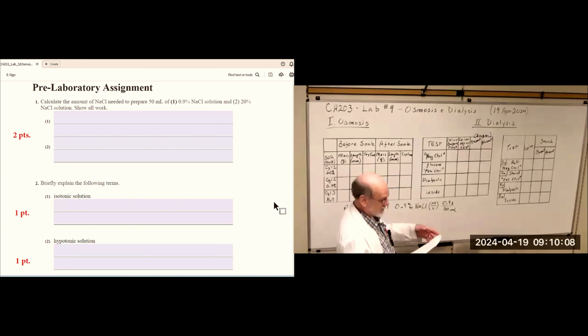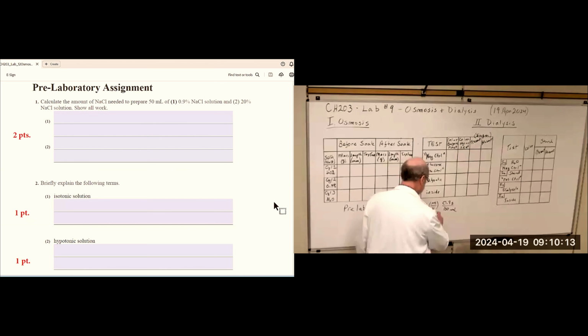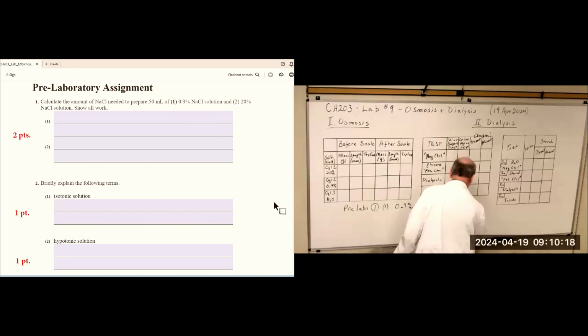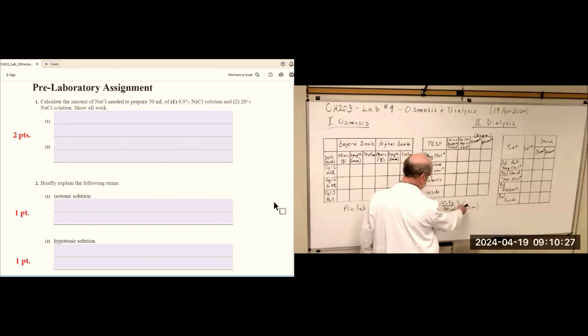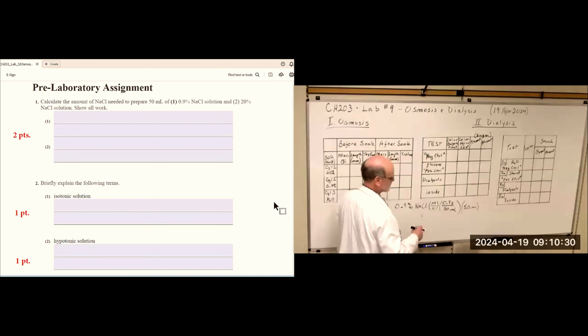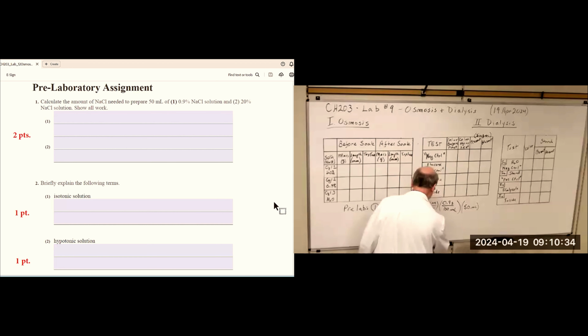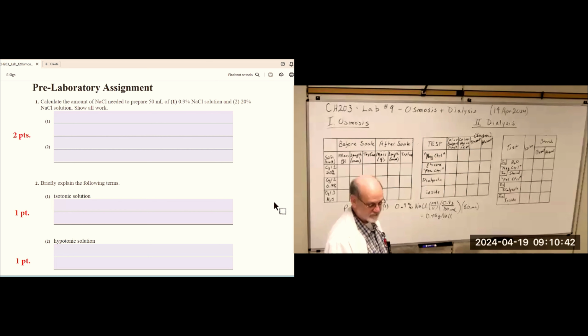Now that we know what that means, if you have to prepare 50 milliliters of it, then since milliliters is in the denominator, we just multiply 50 milliliters times that. Okay? So what would that be? Well, 50 divided by 100 is a half, right? So a half of 0.9 is 0.45 grams of sodium chloride in 50 milliliters.